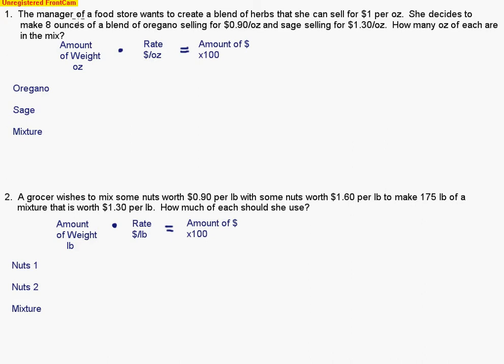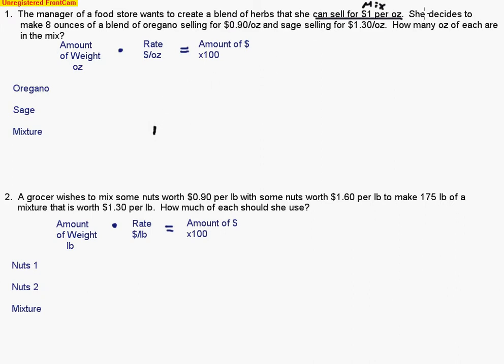The manager of a food store wants to create a blend of herbs that she can sell for $1 per ounce. So she wants to make something that ends up selling for that amount. So right there, this tells us that she wants to sell it for $1 an ounce. That is our mixture. That is the rate of our mix, $1 per ounce. So right away, in the mixture section, I am going to put $1. That's what she wants to end up having it make.